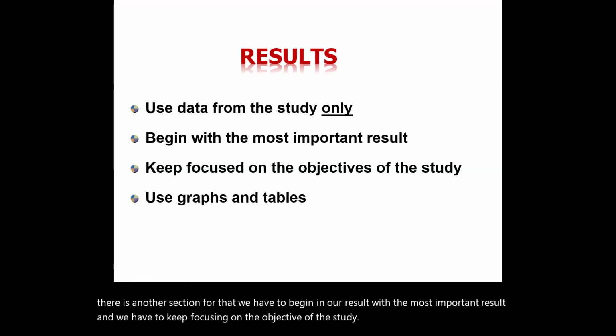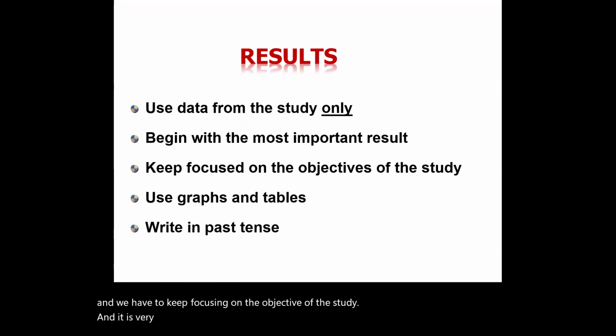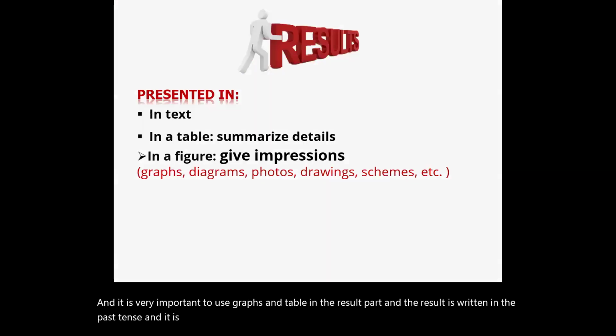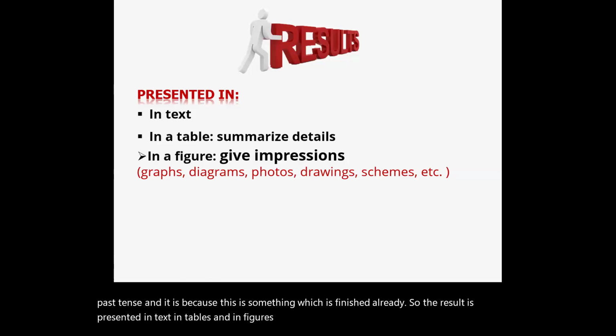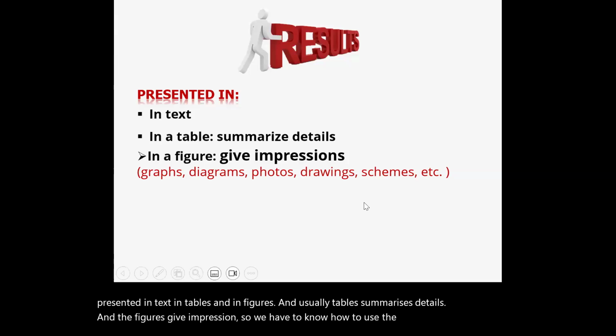And it is very important to use graphs and tables in the result part, and the result is written in the past tense, because it is something which is finished already. So the result is presented in text, in tables, and in figures. And usually tables summarize details, and the figures give impression. So we have to know how to use the tables and the figures in a very professional way.